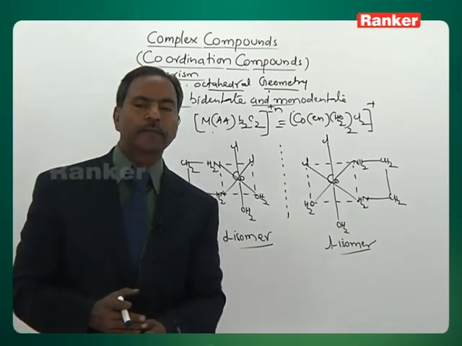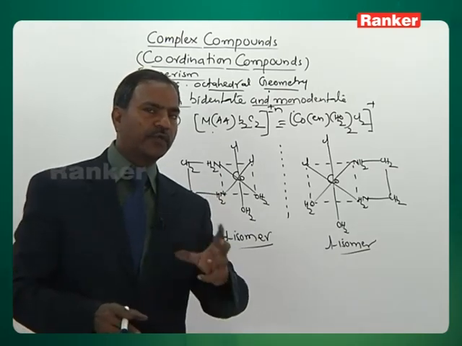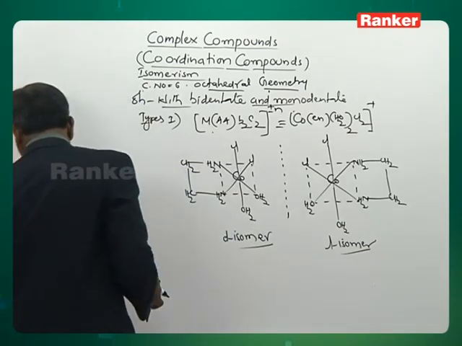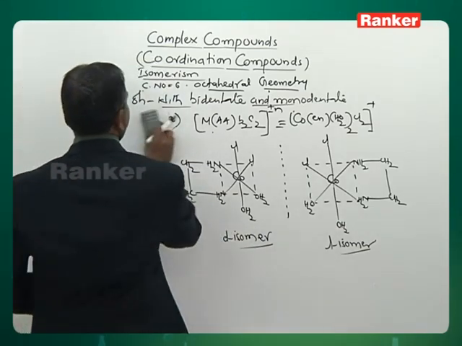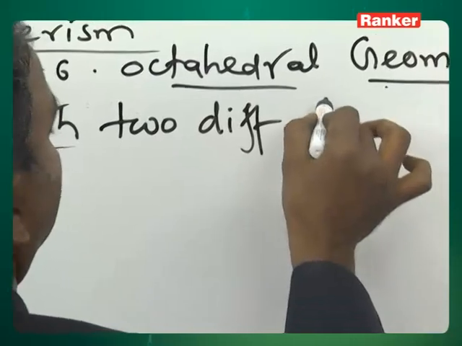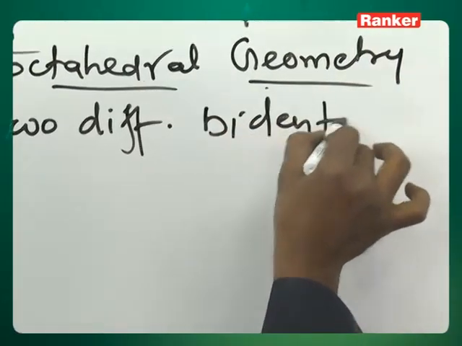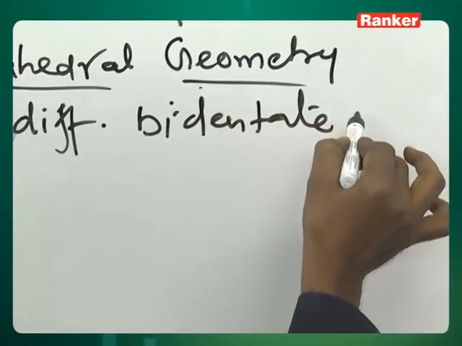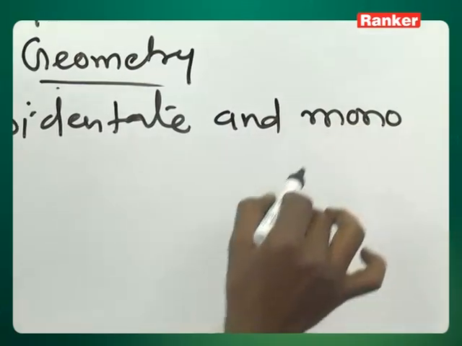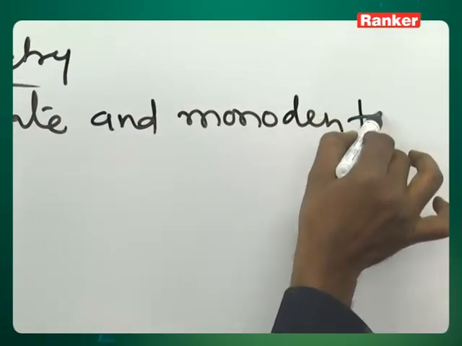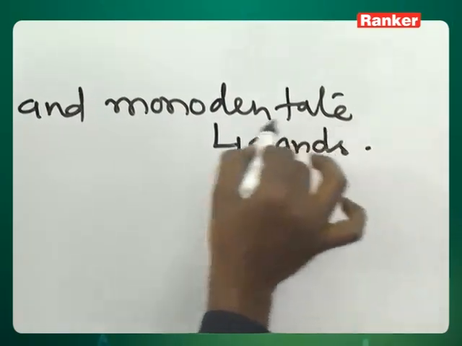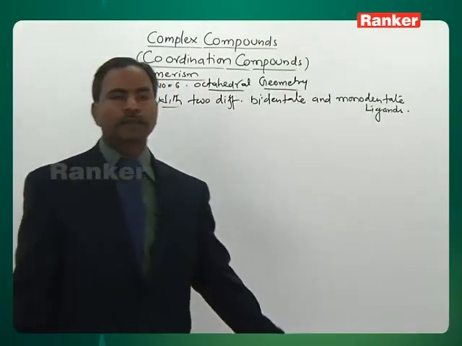Next, let us see. In some cases, octahedral geometry may carry two different bidentate ligands, two different bidentates and monodentates. Let us see the next. Two different bidentates and monodentate ligands. This model, let me write one more way.